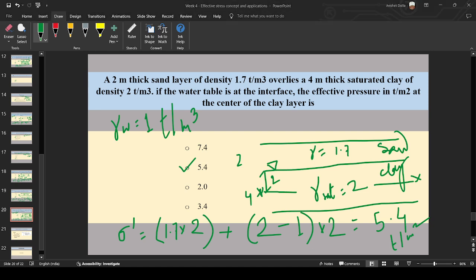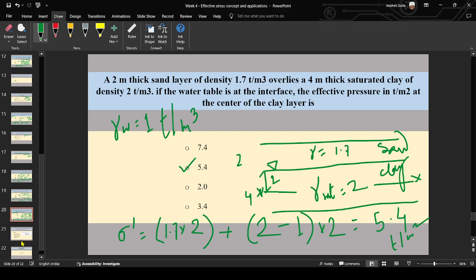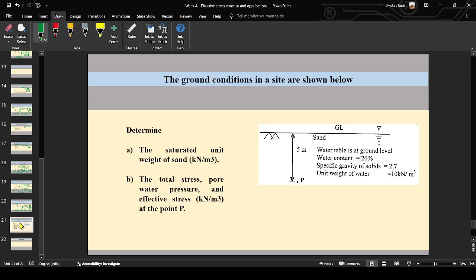Okay. Next question. This is the last question. Ground conditions. So in this sum, these are the conditions given.